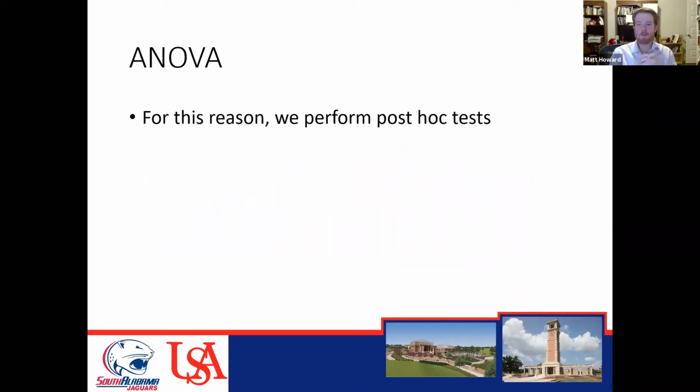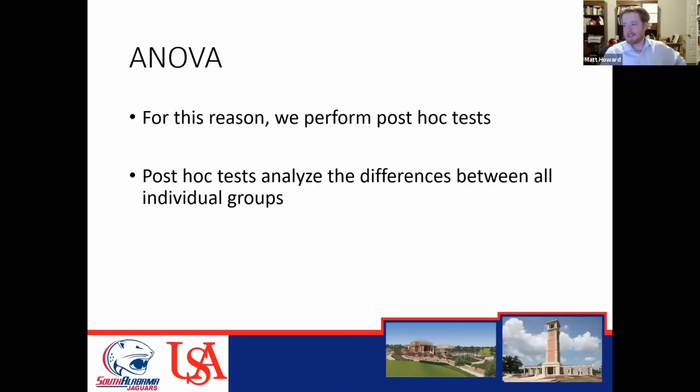And as you probably guessed before, we perform post hoc tests. I brought up post hoc tests before, and this is exactly what they're used for. Post hoc tests come after the ANOVA. That's why they're called post hoc tests, and they analyze the difference between all the individual groups. They do all the individual group comparisons. So a post hoc test would compare group A and group B, group A and group C, and group B and group C.